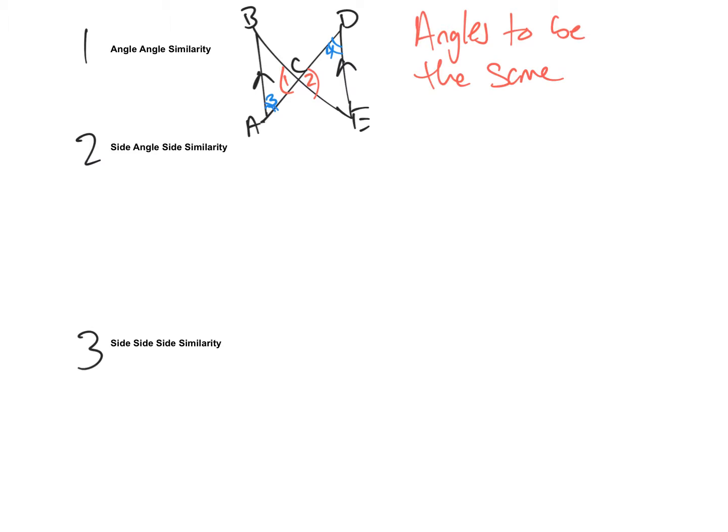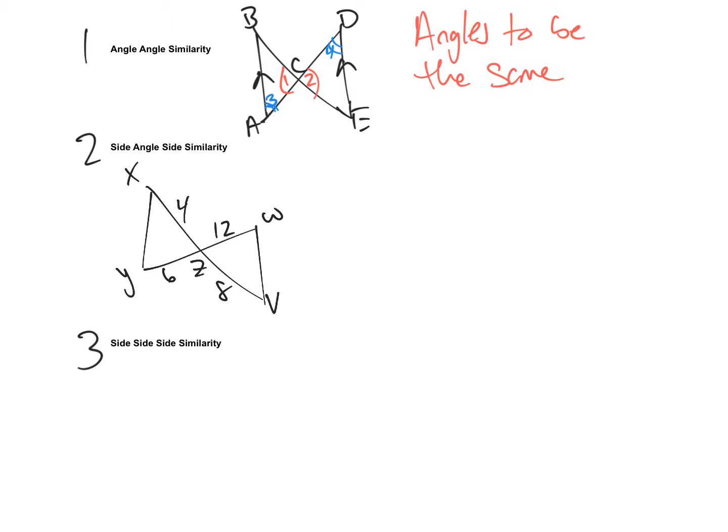The second one, side-angle-side similarity. So I'm going to draw a shape here, and again, it looks similar, this nice little bow tie looking thing. And I'm going to give us some sides. And so I have this right here. And I'll name my triangle X, Y, Z, W, and V.